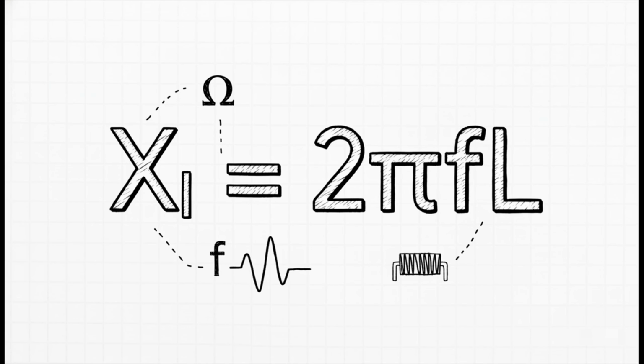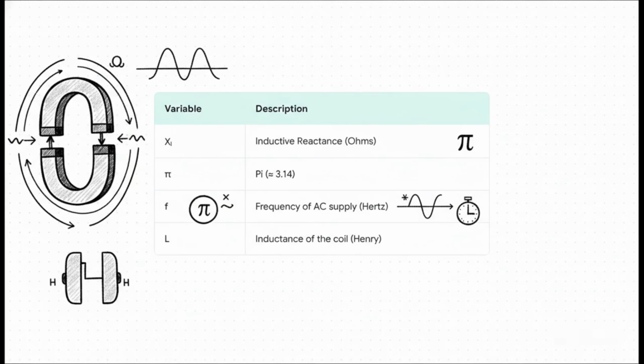And here is the formula we use to calculate it. Inductive reactance, or XL, equals 2 times pi times F times L. So let's take a second and just quickly break down what each of those variables means. XL is the inductive reactance we're trying to find, measured in ohms. Pi is, of course, just the good old mathematical constant. F stands for the frequency of the AC supply, which we measure in hertz. And finally, L is the inductance of the coil itself, measured in a unit called the Henry.